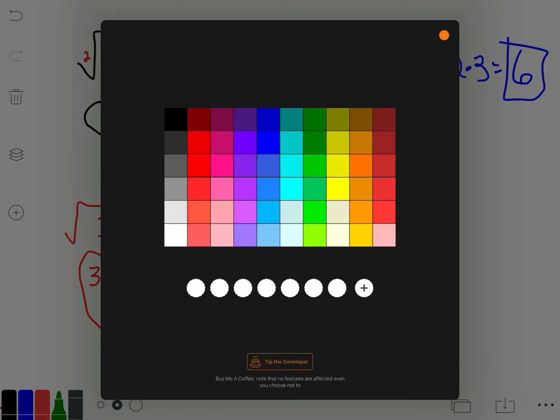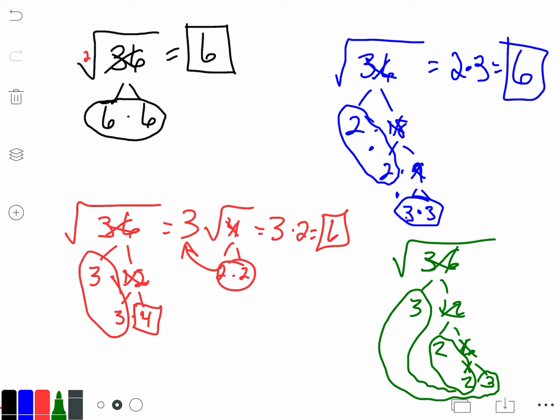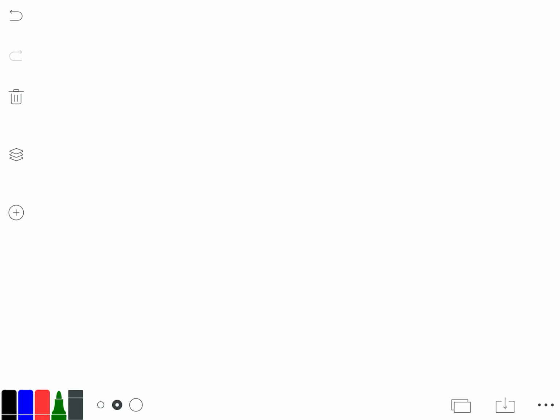Okay. Ooh, let's pick green. And so maybe with 36, you did 3 and 12, right? And then you said, well, 12 is like 2 and 6. And I still don't have any pairs. And 6 is like 2 and 3. Well, I got a pair of 2s, but I also have a pair of 3s. So a 2 comes out, a 3 comes out, and it's still 6.